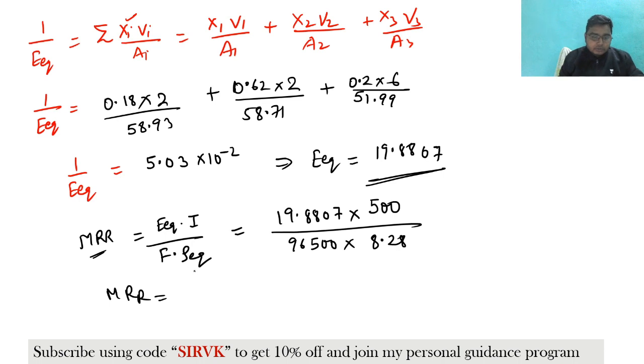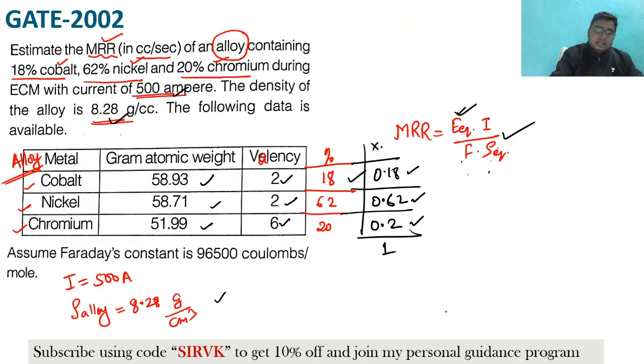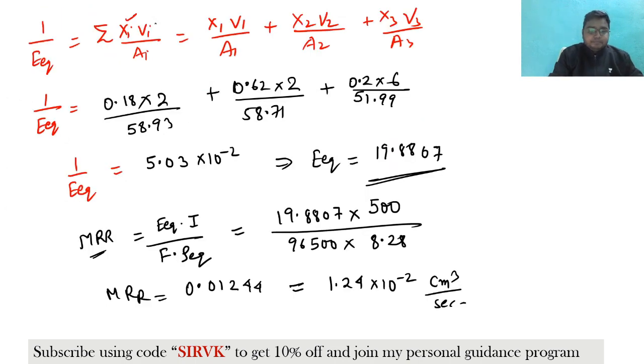And from here you will be getting the MRR value as 0.01244, isn't it? So this is the value that you are getting. Now you can always write this as 1.24 into 10 to the power minus of 2 centimeter cube per second. Now what is the answer? So this is the correct answer for this GATE 2002 problem. Okay.